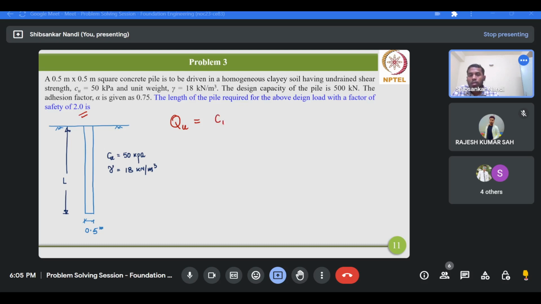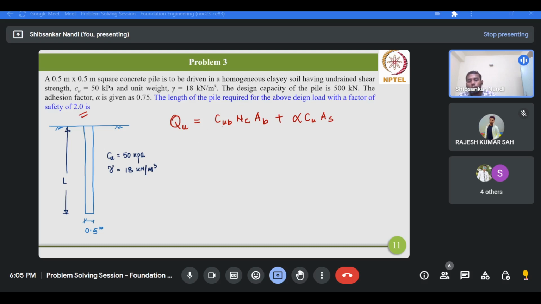So here this ultimate pile resistance or load carrying capacity, you can calculate from this formula. So this is Q_u = C_ub N_c A_b plus alpha C_u A_s. By utilizing this expression you can calculate the ultimate load carrying capacity of a pile which is in clay.